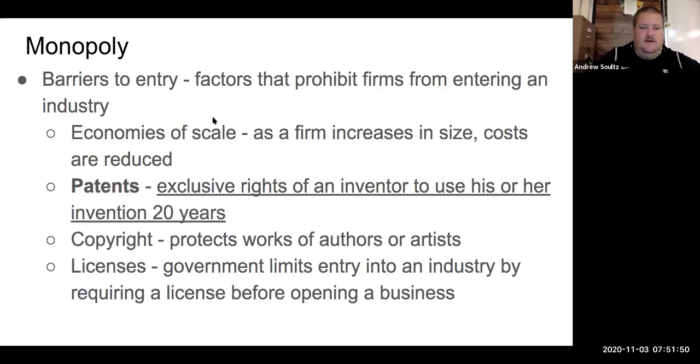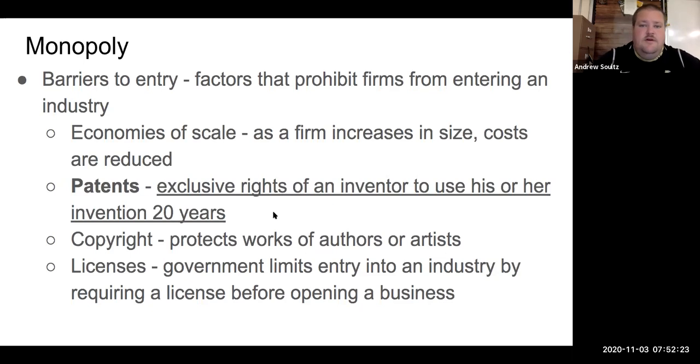And so think about if a firm is really big and they get really efficient at producing a product and they're producing a large number of it, they're going to have lower costs than if you try to jump in and start at a smaller scale. Patents could also create a monopoly. And we talked about a patent, especially we saw one in the movie Flash of Genius. And a patent's an exclusive right of an inventor to use his or her invention for 20 years. And so I think you should highlight that 20 years in your notes and make sure it goes with patent.